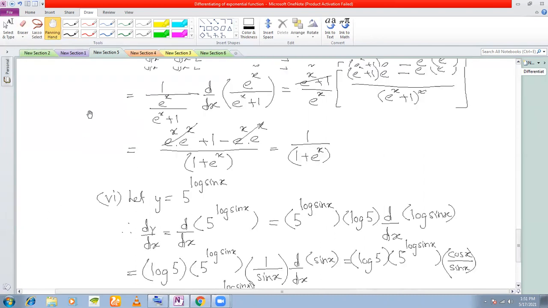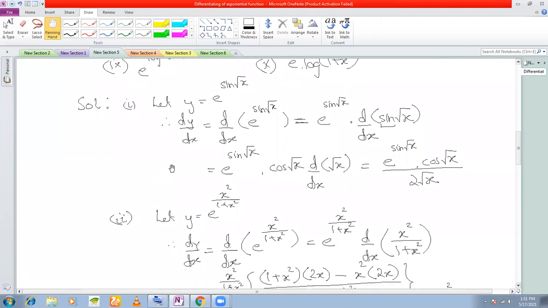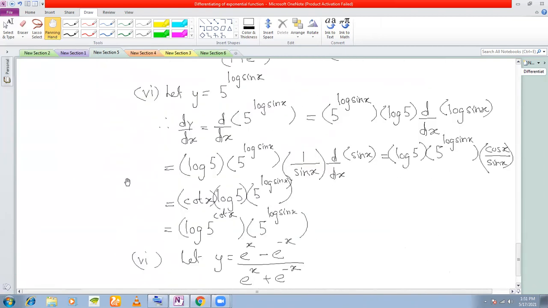This is log or simply this. Just let me check. This should be log. Yeah, no, this is simply the u by v rule. Okay.